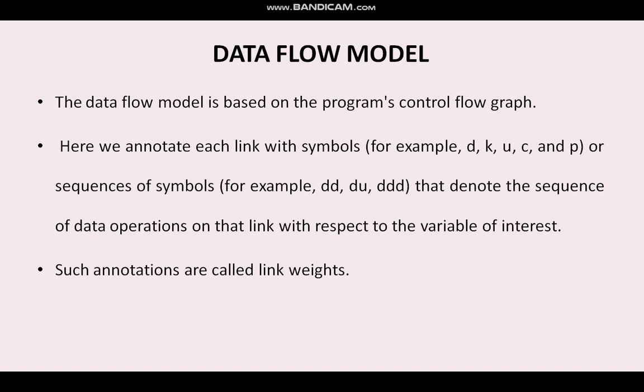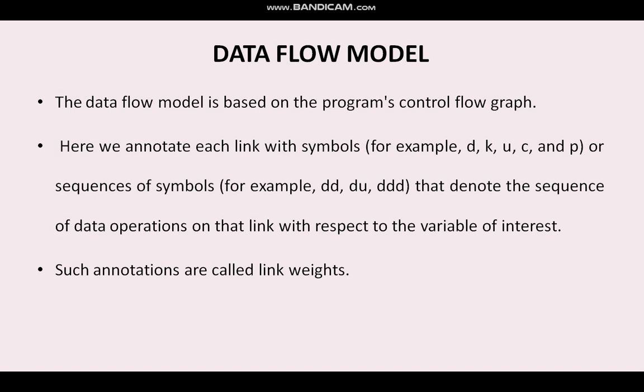The data flow model is actually based on the program's control flow graph. Here we use some annotated symbols on the links. These annotated symbols are nothing but anomalies or actions, the sequence of operations. Those are define, and kill. You know already from the previous anomalies: D for define, K for kill, U for usage, and usage on computations and predicates. Such annotations that we use along with the links are called link weights.